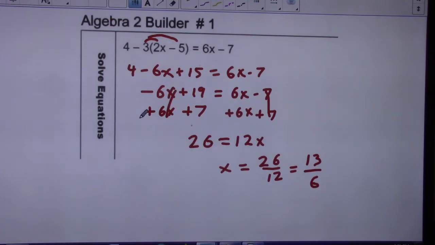I got 26 over 12, but yeah, it is 26 over 12, but the simplified fraction is 13 over 6. You got a box 6. No, I'll just go like that. Okay?